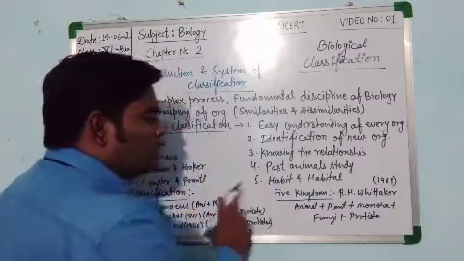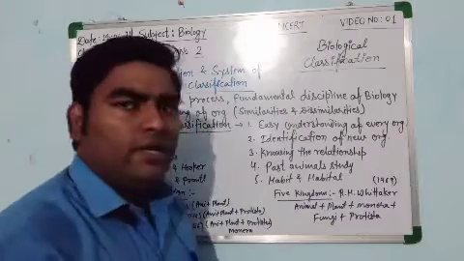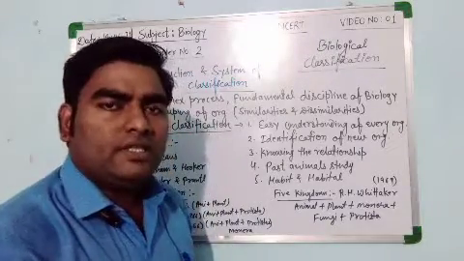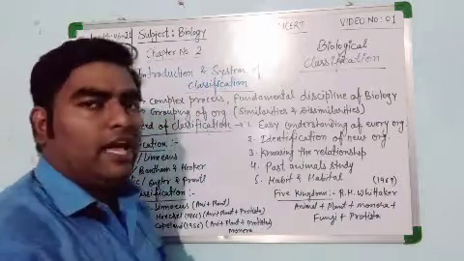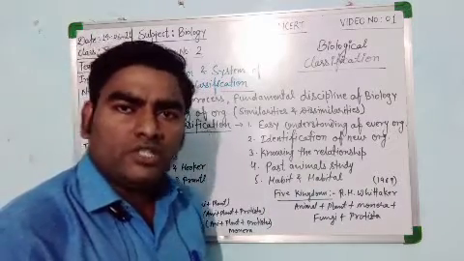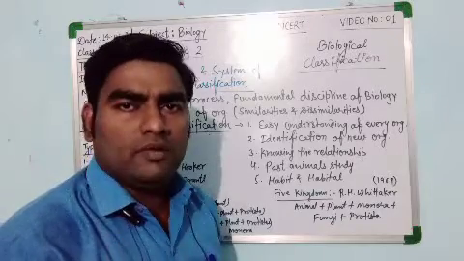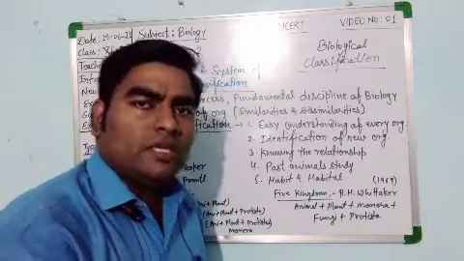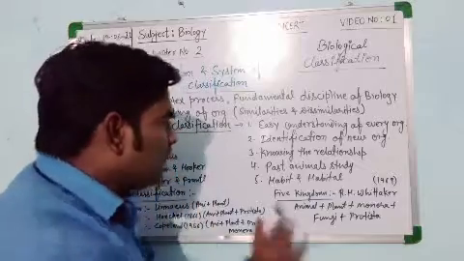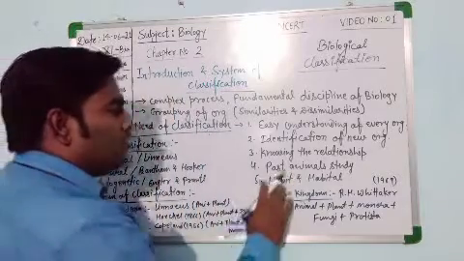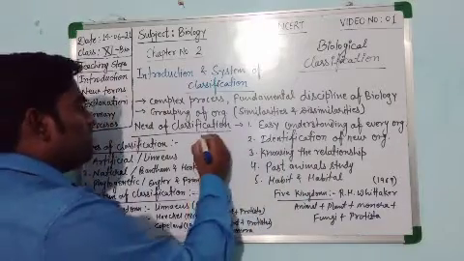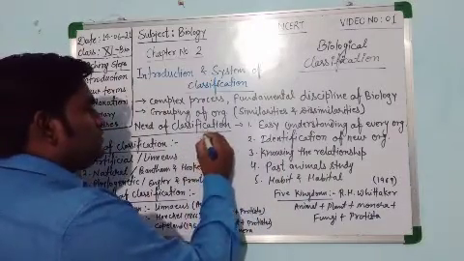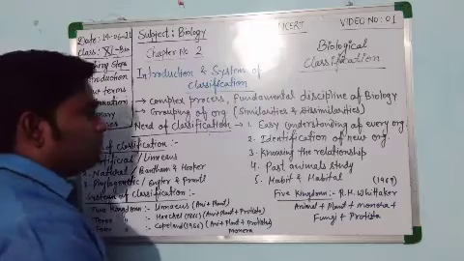And all organisms are not located in a single place. Their habit and habitat are different. Some are aquatic animals, some are terrestrial animals, some are aerial animals, some are freshwater, some are marine water. So there are different habitats of organisms. These are some points on the basis of which we say that classification is necessary.